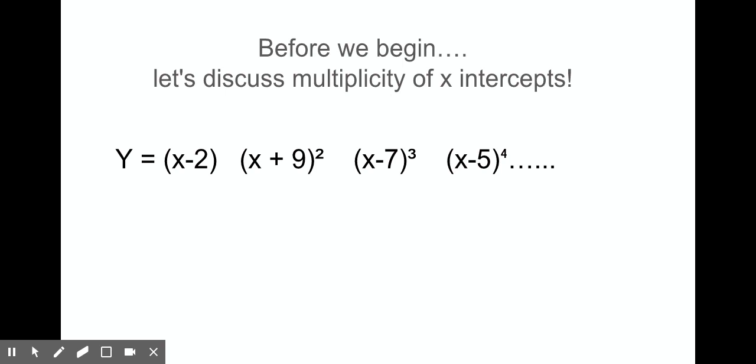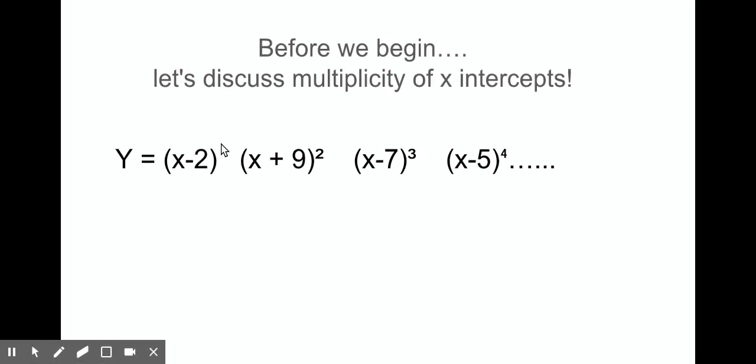Let's discuss multiplicity of x-intercepts. We've talked about multiplicity a little bit, but let's make sure we have a clear idea of what it means. Here's a polynomial below, and it is in factored form because it has these parentheses. That's how we know. The answer for this part is x equals positive 2. You just switch the sign.